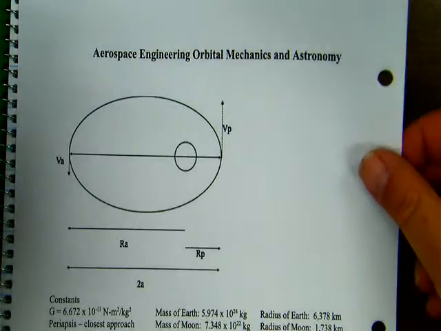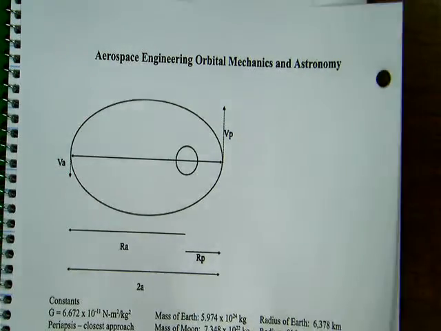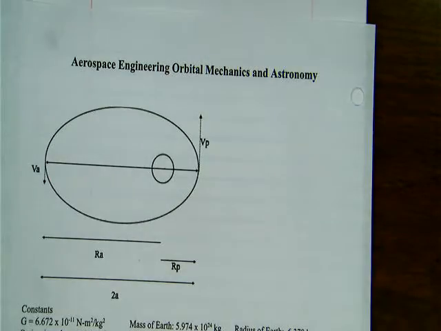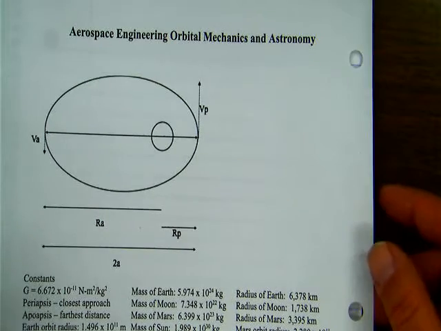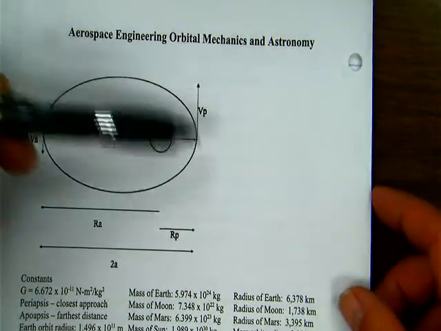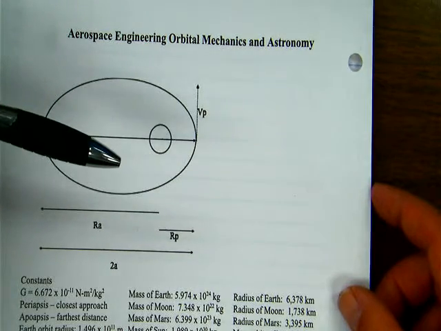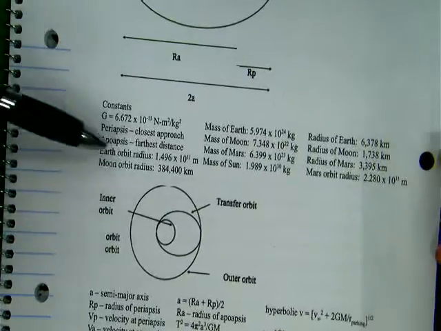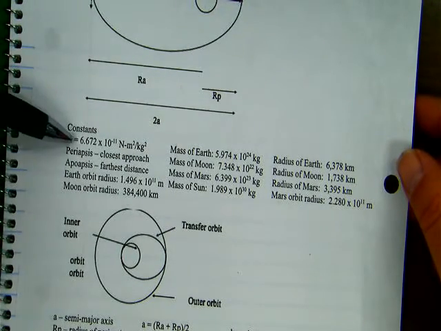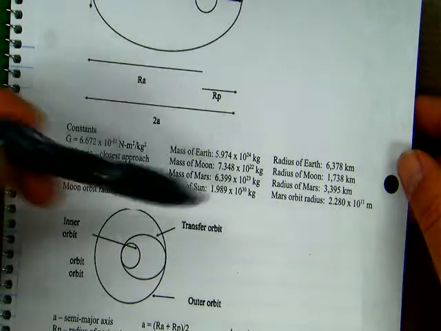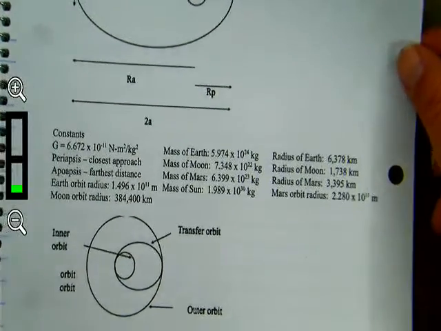So, once upon a time, I passed out a reference sheet, the Aerospace Engineering, Orbital Mechanics, and Astronomy reference sheet. On this fine document, I see this particular version is incomplete, because normally I have a bunch of reference information here. The universal gravitational constant, some data about the sun, the earth, the moon, and Mars, which is pretty much the extent of my interest.